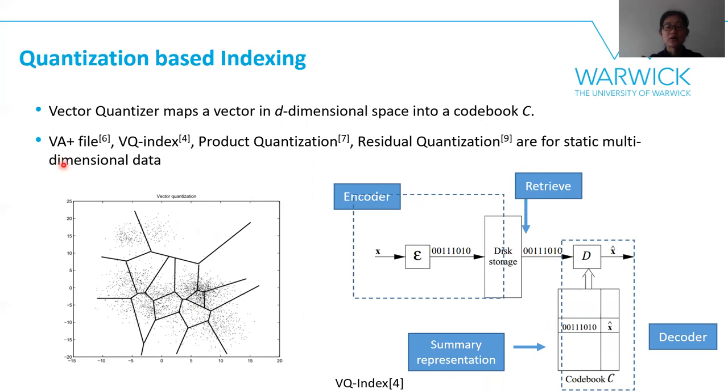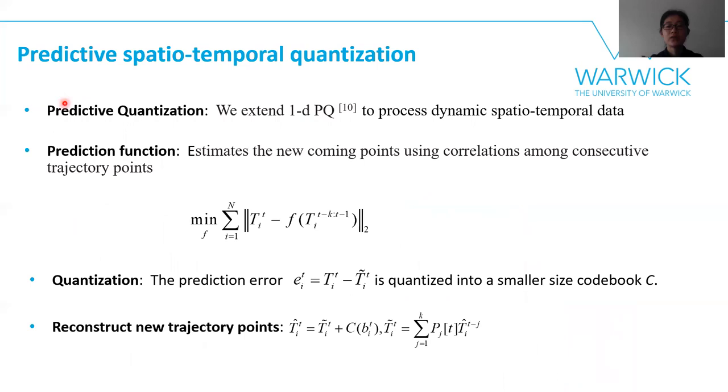The current quantization-based indexing methods, including VA-file, VQ-index, etc., are designed for static multi-dimensional data. Here, we aim to develop a spatial-temporal quantization method for dynamic data. We extend one-dimension predictive quantization for spatial-temporal data. We use the prediction function to write newly coming trajectory points with respect to the previous ones.